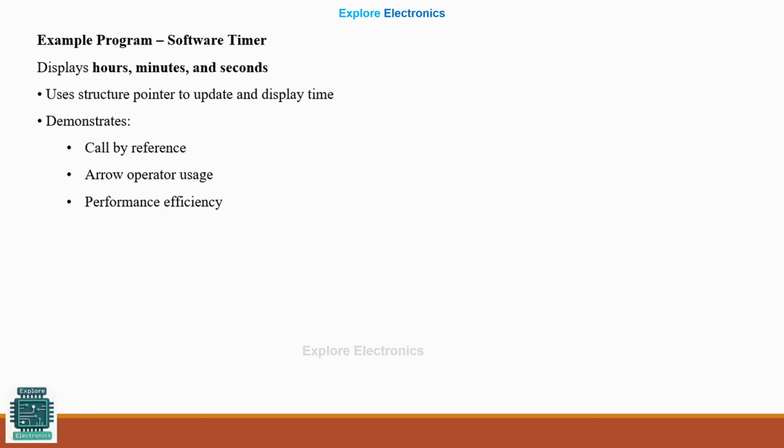Here is an example program, that is a software timer. It displays hours, minutes and seconds and uses structure pointers to update and display time. Here we are demonstrating call by reference, arrow operator usage and performance efficiency. If in your exam they ask a question like write a program to demonstrate the use of call by reference or arrow operator usage, you can write this program.